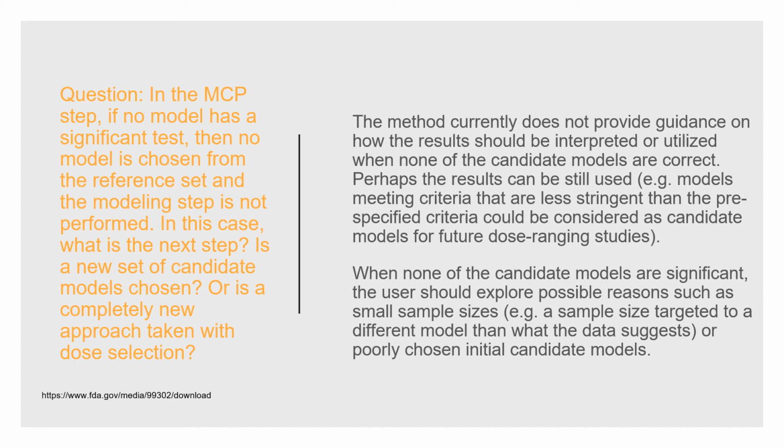Having said that, in its publication, the method itself currently does not provide guidance on how the results should be interpreted or utilized when none of the candidate models are correct. So, whether it's going back and reviewing your candidate set, adding some different shapes, or trying a new process altogether, or, as you can see here, perhaps the results could still be used. An example might be models meeting criteria that are less stringent than the pre-specified criteria. Could be considered models for future studies. The candidate set might have been poorly chosen. That is a possibility. And so, whether revising that candidate set or moving on to a different process is left to the researchers.